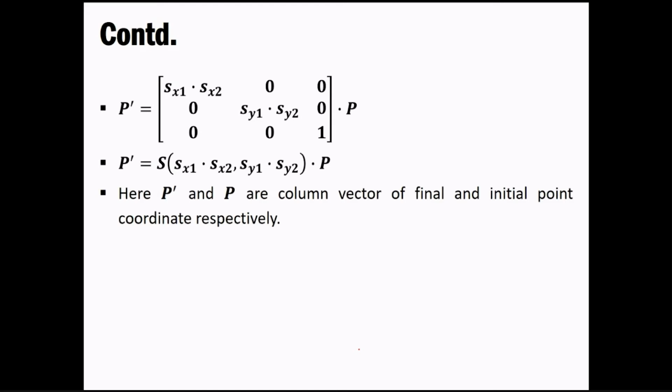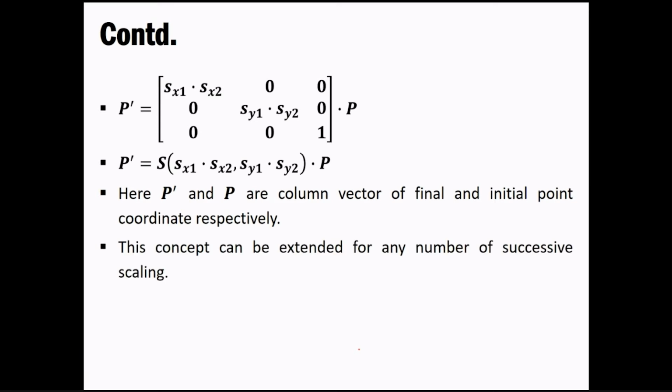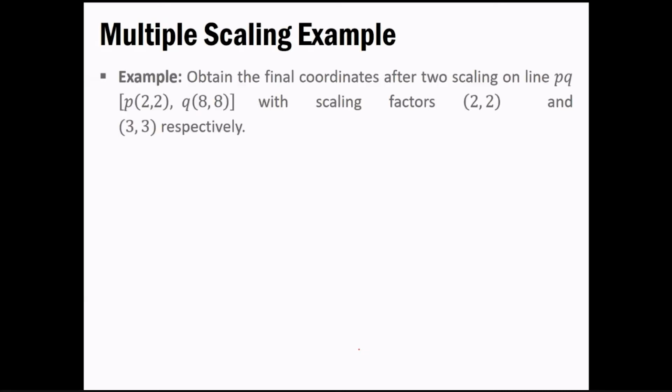Okay, p dash and p are our column vectors of the final and initial point that we already know, and it can be extended for any number of successive scalings. So whatever things you are given, you just need to take this equation and then go ahead with your example. So now the multiple scaling example is given over here.